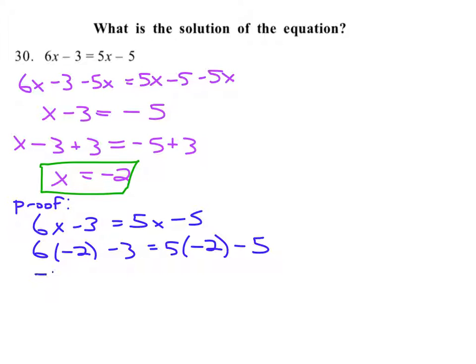And distributing through, I got 6 times negative 2 is negative 12. Minus 3 equals 5 times negative 2 is negative 10. Minus 5. Negative 12 minus 3 is negative 15. And negative 10 minus 5 is also negative 15. Done. Okay, let's check out number 3.